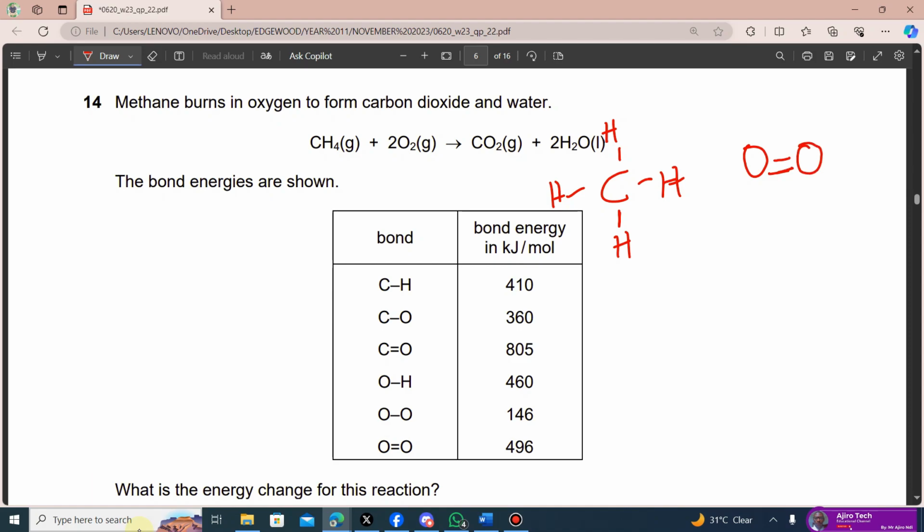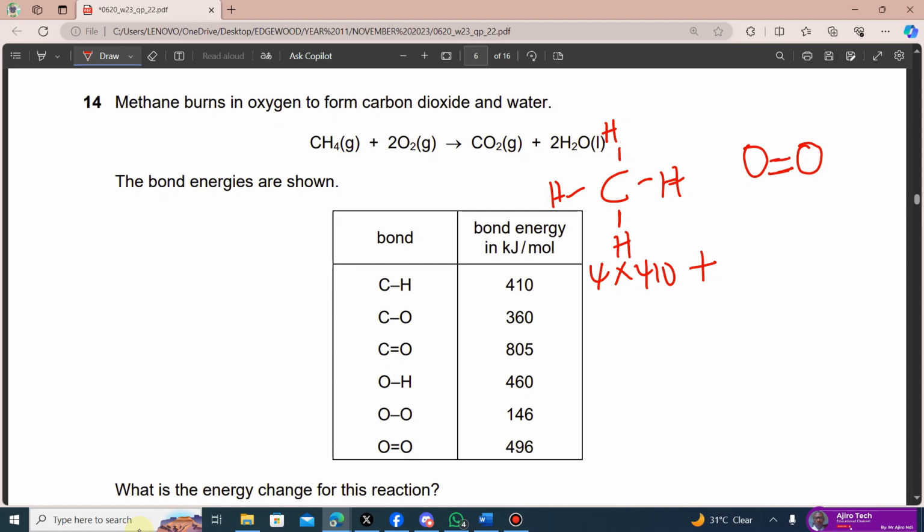All right, so we have to get the energy for the methane itself. So how many C-H bonds do we have? 4 C-H bonds. So it's simply 4 times 410 plus. Now if we look at oxygen, O double bond O.